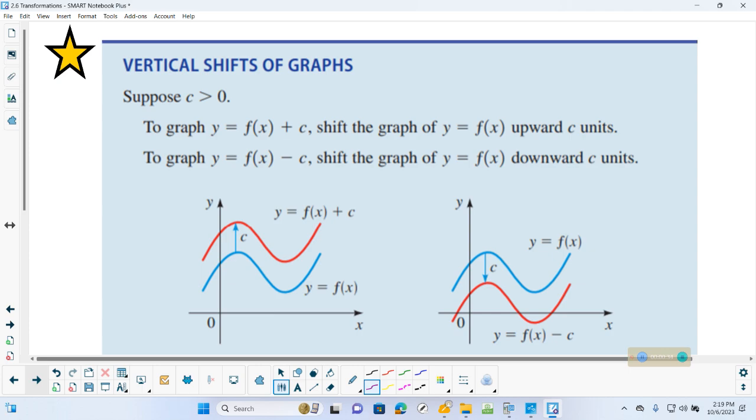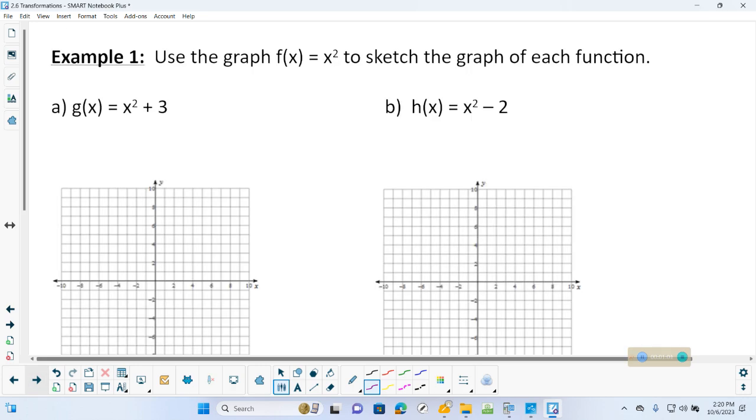So first up, our vertical shifts, those are the easiest. If you are adding or subtracting something at the end of the function, you move your graph up or down. So you can see on mine, of course, are in colors, the blue and the red. The blue is your original function. On the left-hand side of the screen, if you add a value, move the graph up to the red one. On the right-hand side, our original blue function, we subtracted a value at the end of the function, so it moved it down. So pretty straightforward for the vertical shifts.